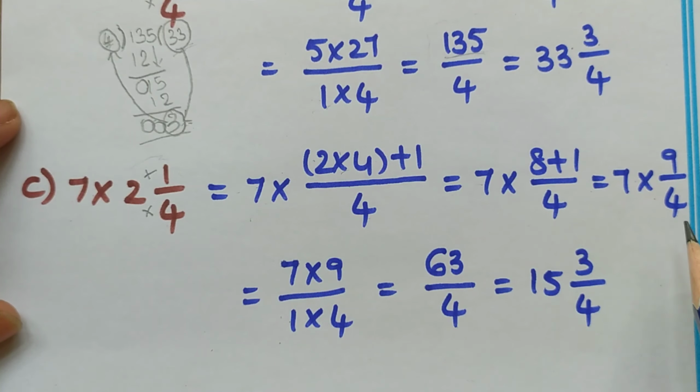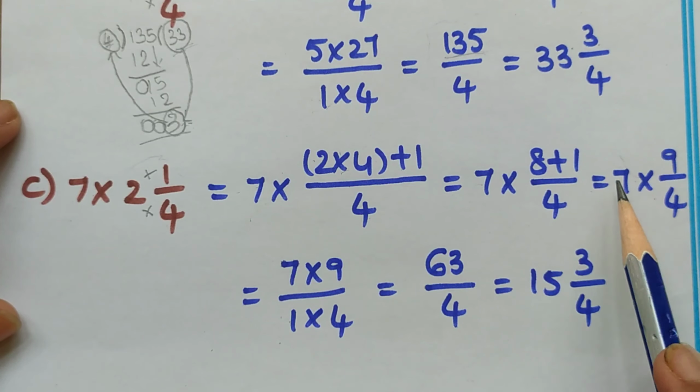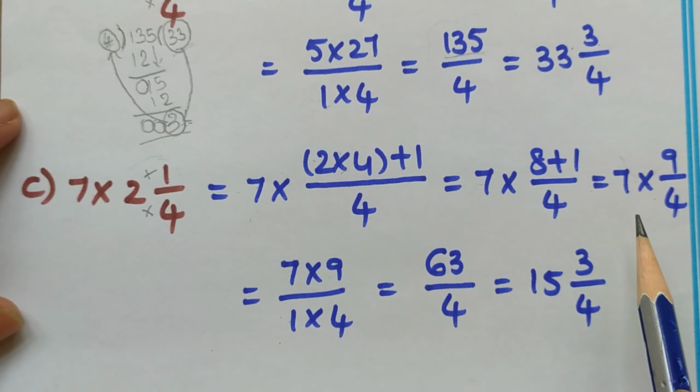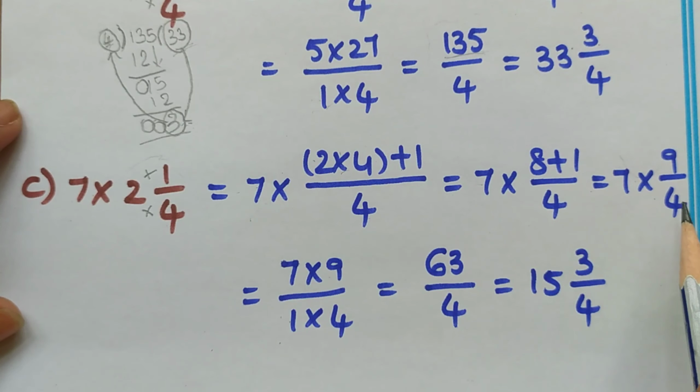Now the multiplication of the numerators 7 and 9 over the denominators 1 and 4, that is 1 into 4. So 7 into 9 by 1 into 4. 7 into 9 is 63 by 1 into 4. 1 fours are 4. So it is 63 by 4, an improper fraction.